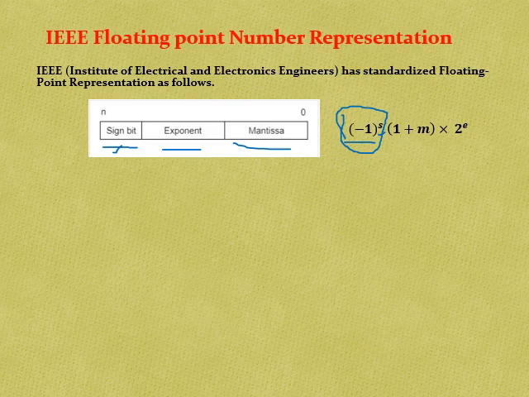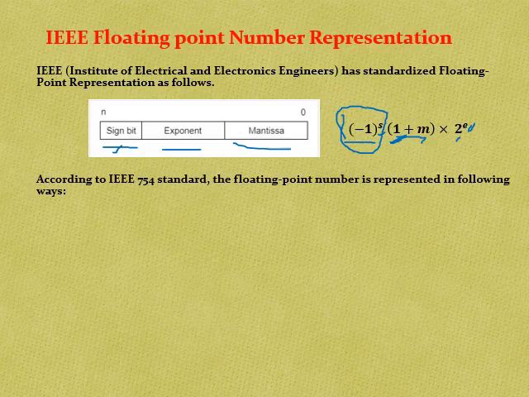The next part is the 1 plus m. M is the mantissa part. And what is that 1? 1 is the most significant bit of the result. And we know that this most significant bit should be 1. So that's why this is written here as 1. 1 plus m into 2 to the power e. So for binary numbers it is 2, and e is the exponent part.